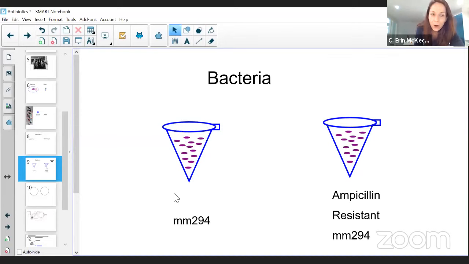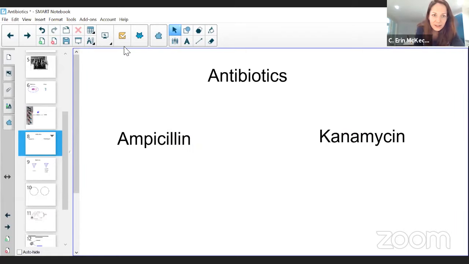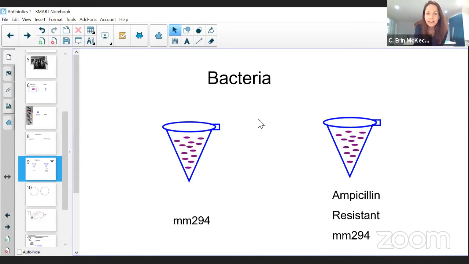So our goal right now is to see how we can figure out which bacteria is in which tube. I'm also going to use today two different antibiotics. So I have two different types of bacteria and I have two different antibiotics. I have ampicillin and I have this other antibiotic called kanamycin. Kanamycin kills bacteria in a different way than ampicillin.